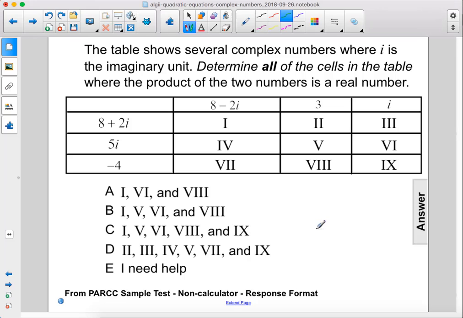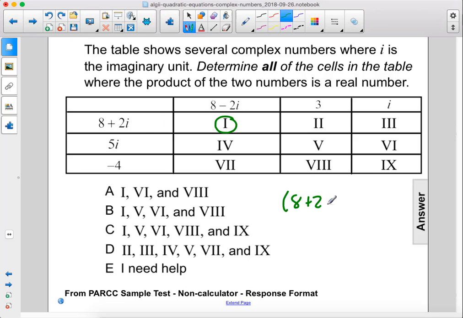The table shows several complex numbers where i is the imaginary unit. Determine all of the cells in the table where the product of the two numbers is a real number. As we can see, these are conjugates, 8 plus 2i times 8 minus 2i. These will result, when you multiply them together, in a real number.